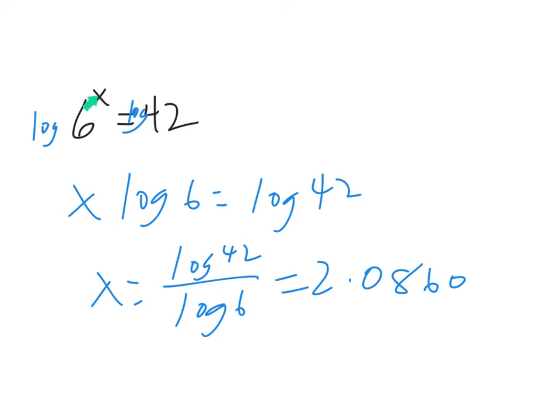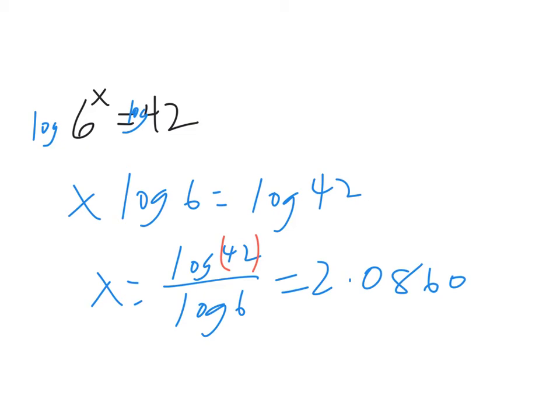Okay, the variable comes down. Okay, then I divide both sides by log 6, and then the x is by itself. So I get log 42 over log 6. Again, make sure your parentheses are closed around the 42. You get 2.0860. We're going to look at this problem again here in a second, and I'll show you why. Okay. There's one other topic in here that we need to talk about.